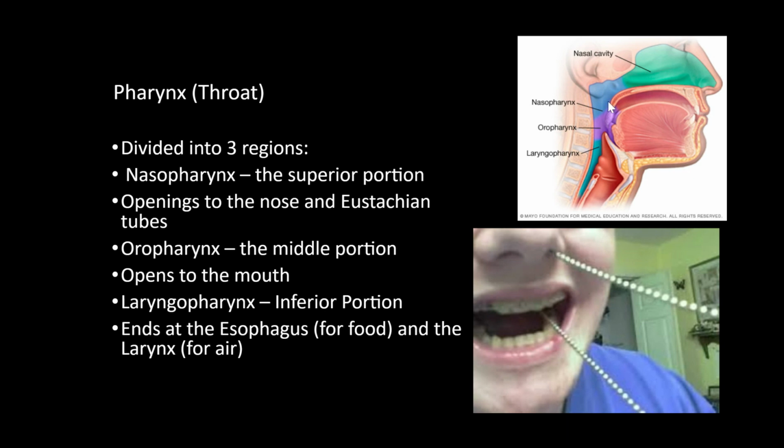Okay, so your pharynx, there's your nasopharynx, your nose pharynx, your oropharynx, your mouth pharynx, and your laryngopharynx, your larynx pharynx. All right, so three parts.